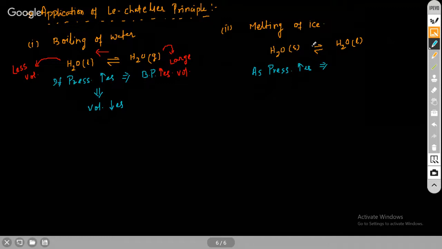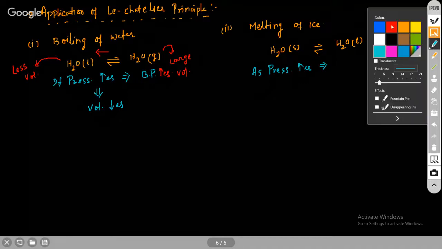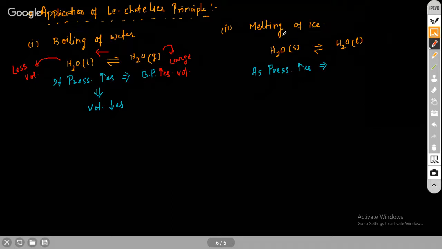Yeah, correct. You can understand this is a special case because usually solid substance has higher density than the liquid substance. But it is a special case of ice, because ice is a solid but it has low density. Ice has low density in comparison to liquid. The liquid has high density.